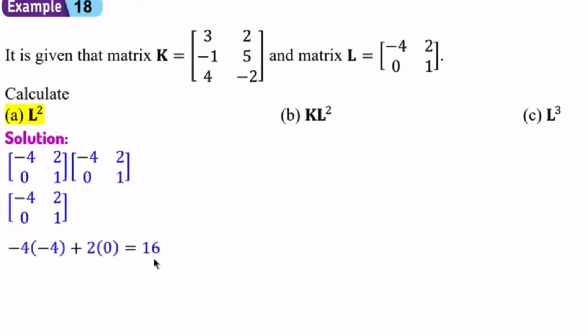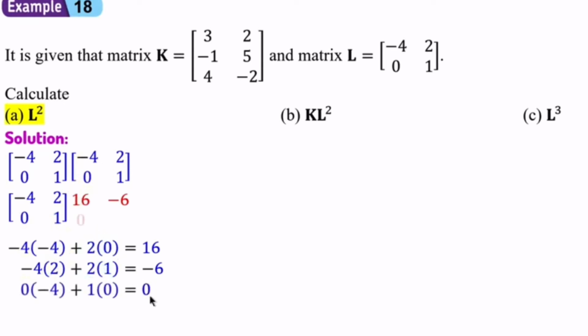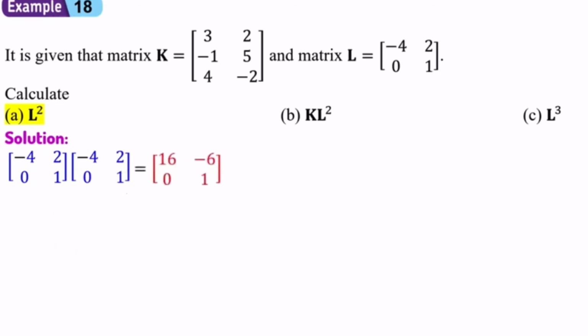We will multiply. So we will get negative 4 times negative 4 plus 2 times 0, which is 16. And negative 4 times 2 plus 2 times 1. So we will get the answer negative 6. And then for row 2, 0 times negative 4 plus 1 times 0, we'll get 0. And finally, we'll get 0 times 2 plus 1 times 1. So we'll get the answer, which is 1. So we can write the answer as 16, negative 6, 0, 1 for L squared.